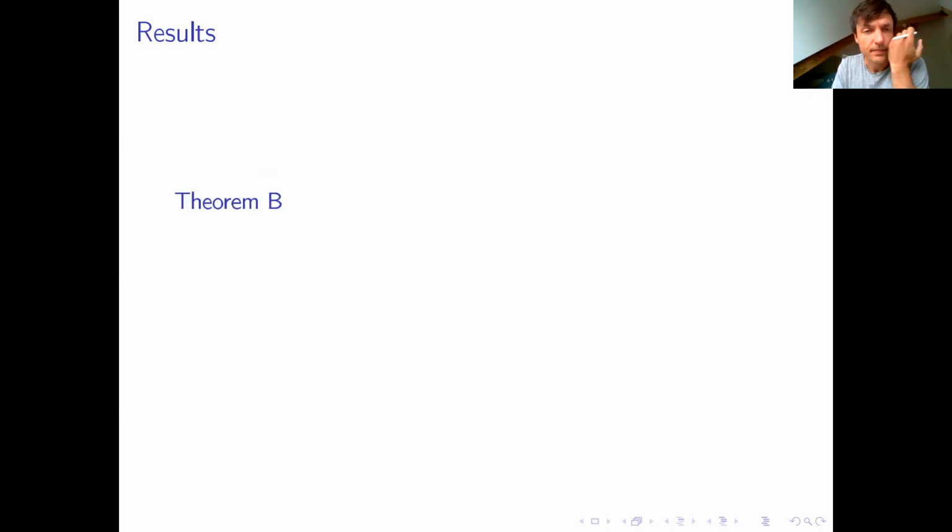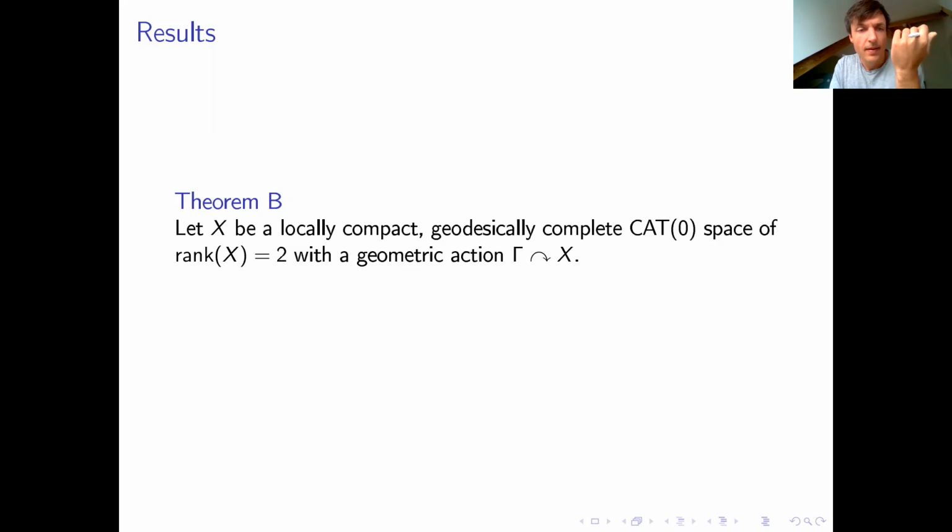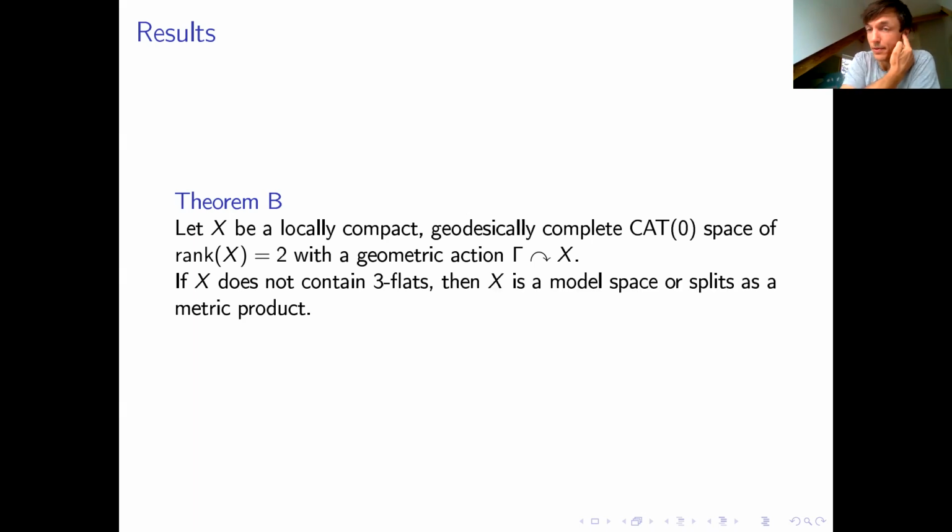So here is what I can do. Theorem B. Same assumption, but now I have to restrict to rank 2. And then I don't have to assume this periodicity. So if you have a space where every geodesic lies in a 2 flat, but the space does not contain any 3 flats, then the conclusion holds. So it has to be a model space, so a symmetric space, a Euclidean building, or it splits as a product.